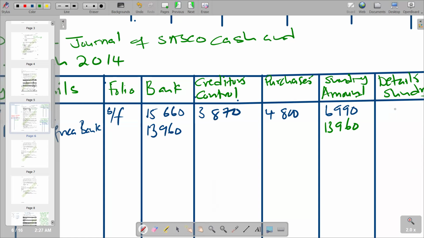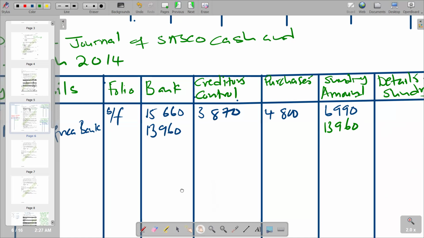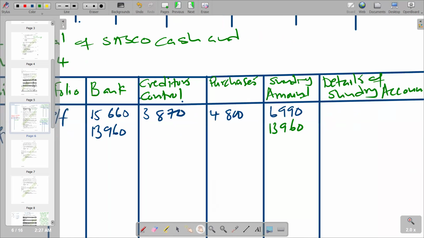Description of the details. But if you put it under creditors control and purchases, the details are that it is creditors control and purchases, so you don't need to write here. But for the sundry amount, we describe it there. For 13,960, we are saying they are bank charges. So that's where we indicate that they are bank charges. So we come there and say bank charges. So this is what we have got into that.